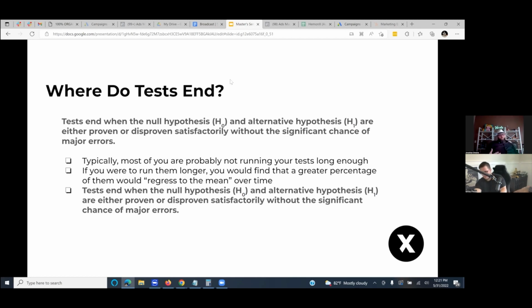Typically, most of you are probably not running your test long enough. I'm going to tell you that right now. If you were to run them longer, you would find that a greater percentage of them would regress to the mean over time.